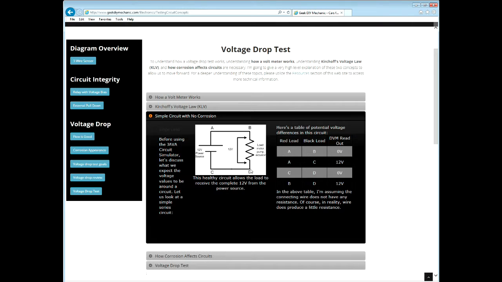Why? Because this is 0, 0. 0 minus 0 is 0. 12 minus 12 is 0. But since B is 12, D should be 0. You get a voltage drop of 12 volts. Again, this is a healthy circuit. This is what we expect when we look at this schematic or we're working on the car. We expect the load to get full voltage. And the voltage drop tells you how much voltage that load is consuming.